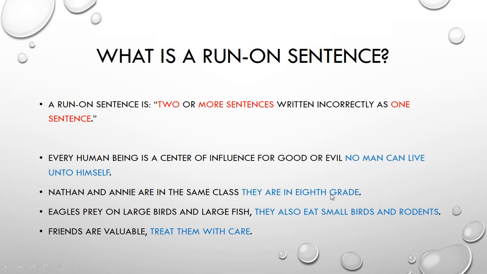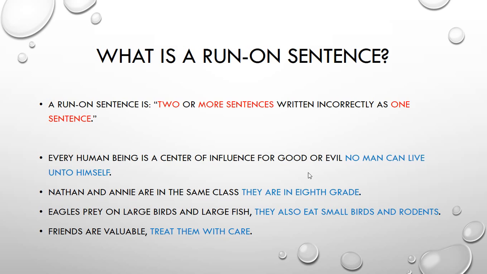The second kind is the one containing just commas. But you know that a comma doesn't split the sentences. We need a period to finish a sentence. So we should change that comma. We say here, eagles prey on large birds and large fish. Period. We should change that. They also eat small birds and rodents.